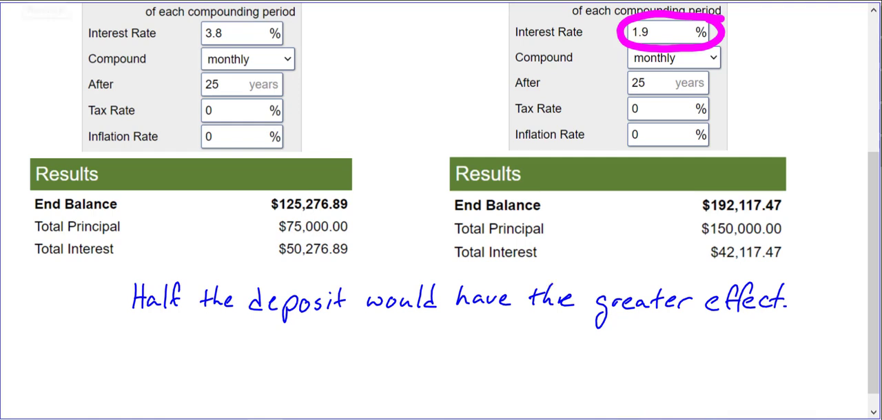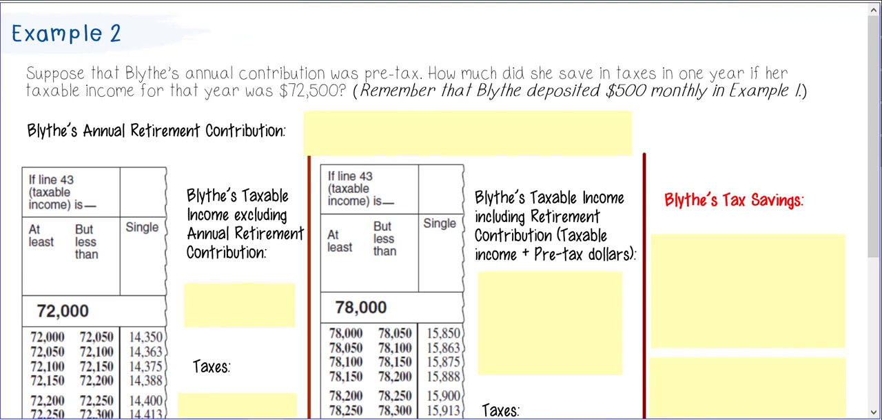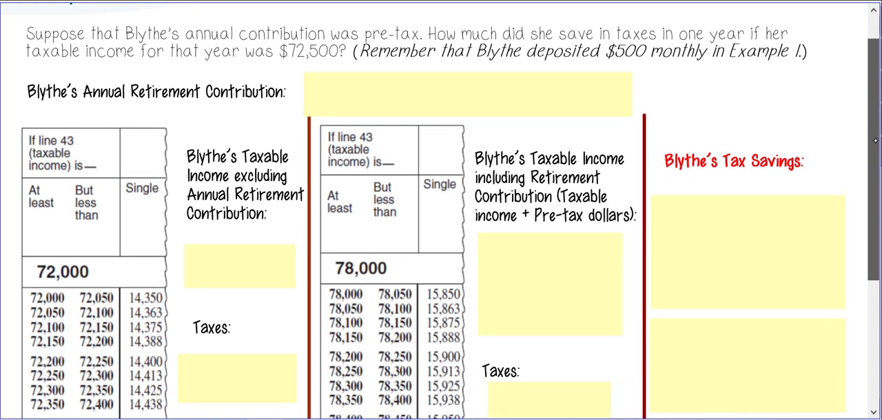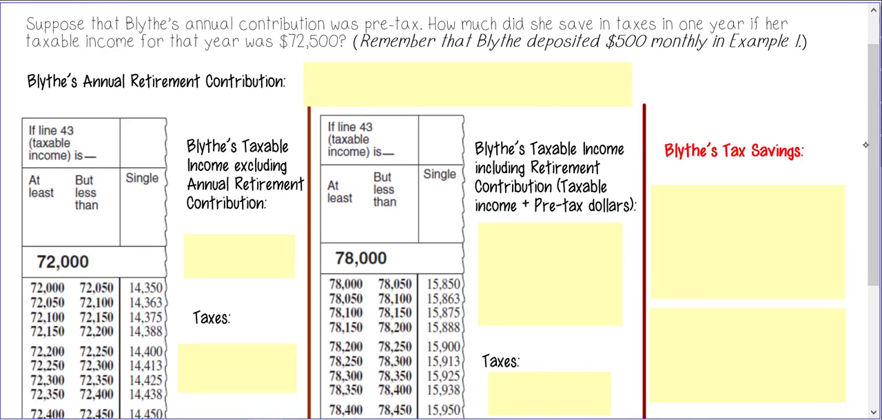Okay, so now let's compare if her contribution was pre-tax. That means, did she get taxed before or after when she pulled it out? How much did she save in taxes in 1 year if her taxable income for that year was $72,500? Remember, Blythe deposited $500 monthly in example 1, so her annual contribution would be 500 times 12. She invested $6,000 annually.